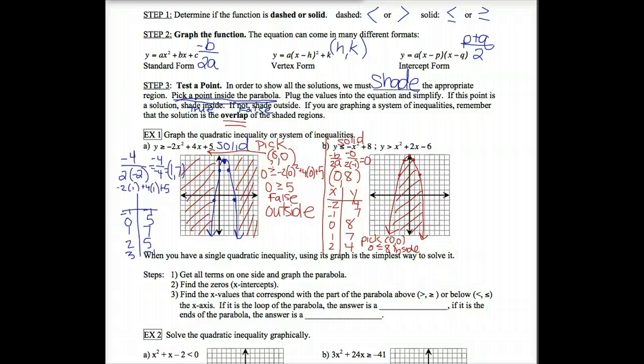So now I'm going to move on to my second parabola here, and this one is going to be a dashed parabola because it does not have an equals with its symbol. It's also in standard form, so opposite of b over 2a. So -2 over +2 gives me -1. Then I need to plug that in. So negative 1 squared plus 2 times negative 1 minus 6. So 1 minus 2 is negative 1, minus 6 gives me negative 7.